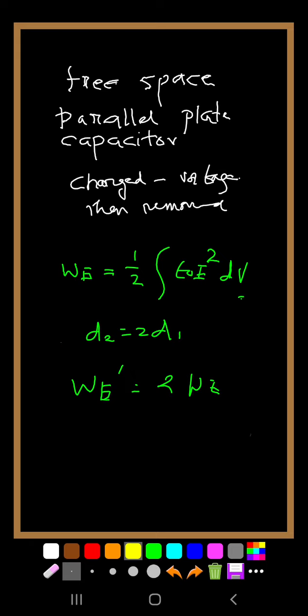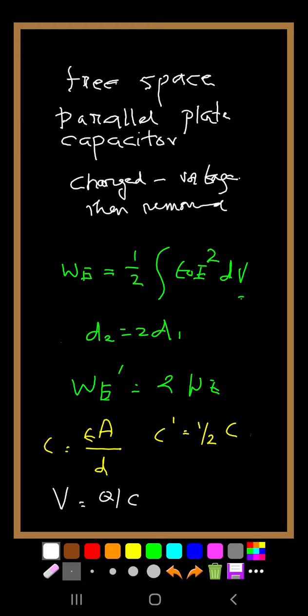Coming to the capacitance, C is given as epsilon A by d1. Since the separation has been doubled, the capacitance of course will be half of the initial capacitance. And lastly, the voltage is given as Q by C. So since the capacitance has been halved, the new value of voltage will be twice the old value of voltage. These are the changes.